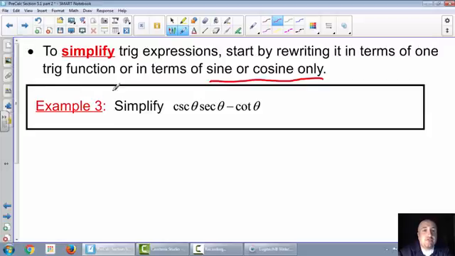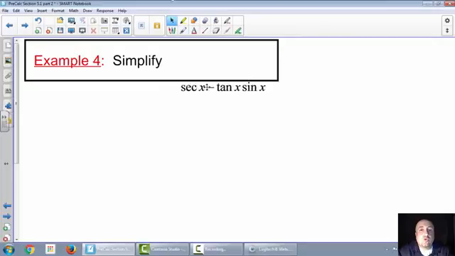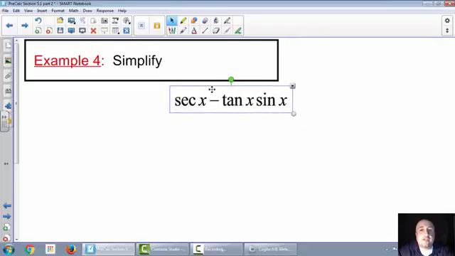We're going to go to example 4, and what we're going to do is try to turn everything into sine or cosine using our trig identities. So we're going to simplify secant of x minus tan of x times sine of x. I'm going to move this down so we can work with it, and try to turn everything here into sine and cosine.